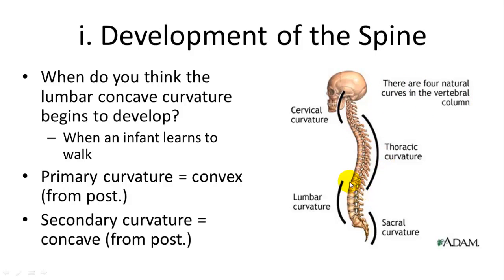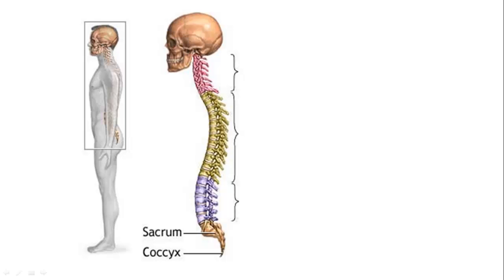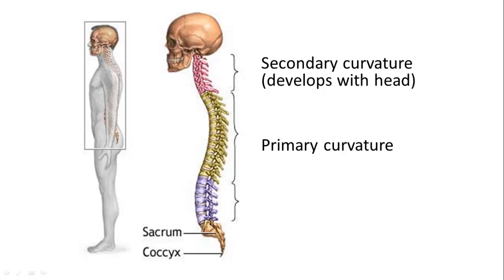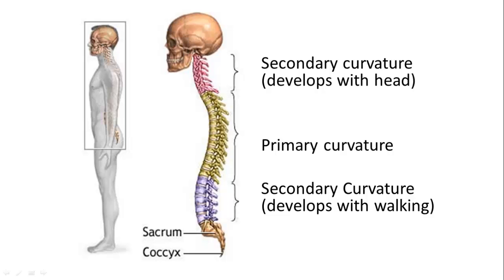We have 2 secondary curvatures and 2 primary curvatures. All right. Secondary curvature first develops with head muscles, and second with walking muscles.